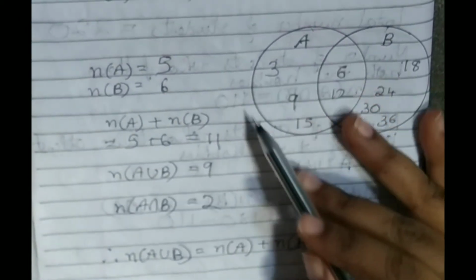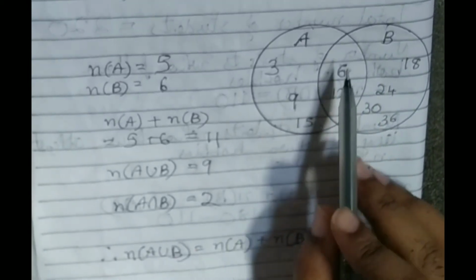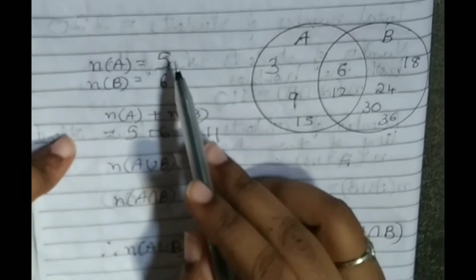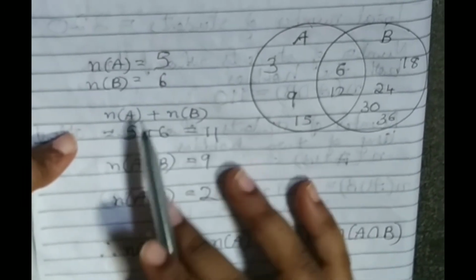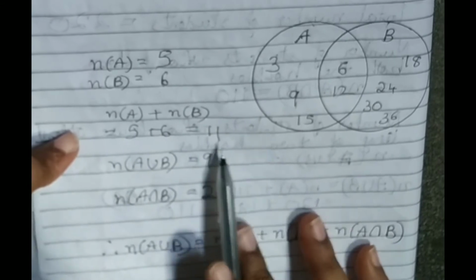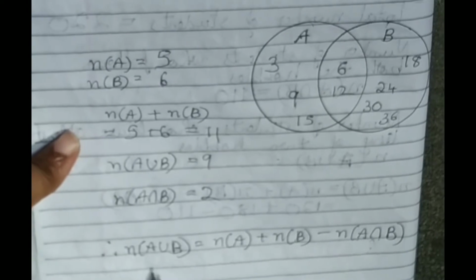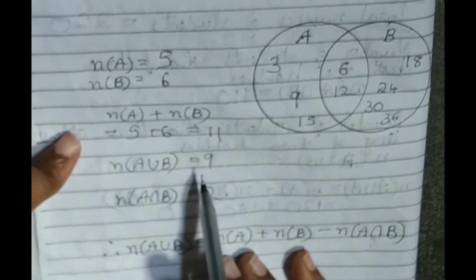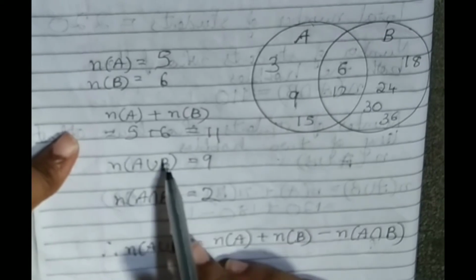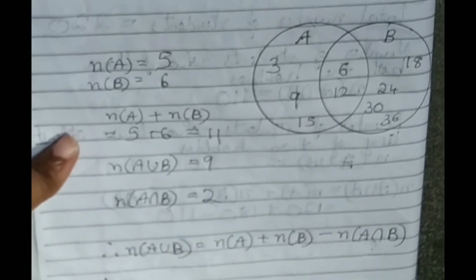If we have to find the number of elements in the union, we have to add the elements in A, then add the elements in B, and subtract the elements in the intersection. So if we put in the values, we get: the number of elements in A is 5, in B is 6. 5 plus 6 is 11. 11 minus the number of elements in A intersection B, which is 2. 11 minus 2 is 9. So we got 9, the same as we got here. This is very important.